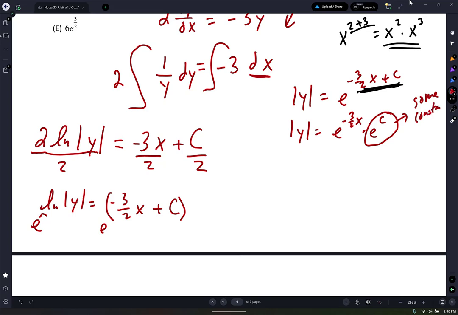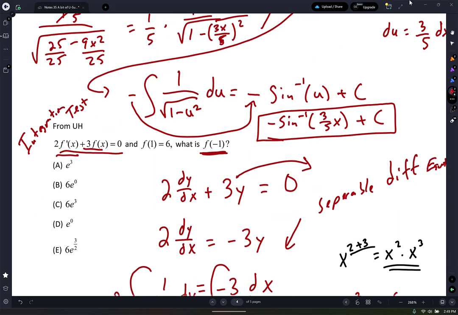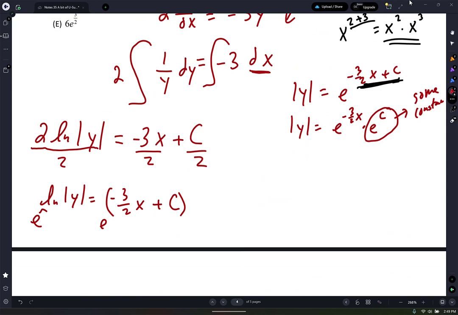Yeah. So that's what's going to get rid of that absolute value there, because I'm just going to let the situation take care of it, whether it's positive or negative. So I'm going to write it like this. Y equals some constant e to the negative 3/2 x.